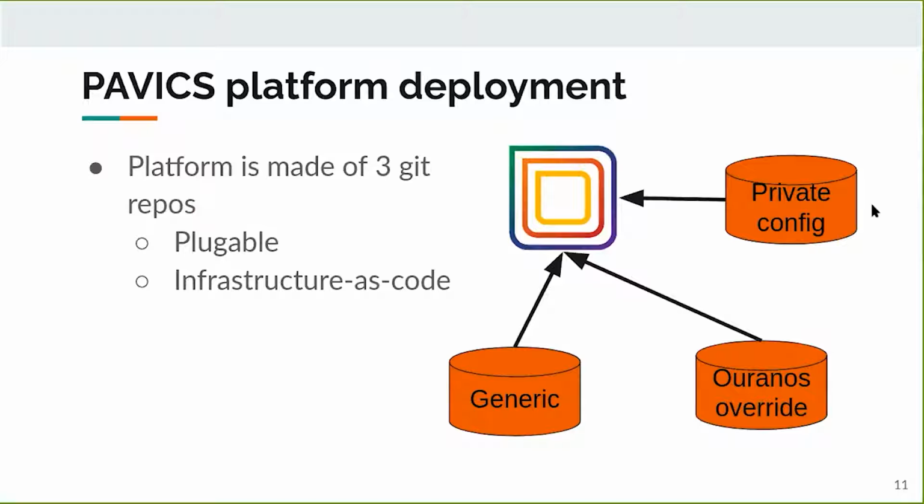So PAVICS is actually made of 3 platforms because we want it to be pluggable. So there is a generic repo, and then we have our Ouranos override, which basically allows you to also deploy our platform and have your own override without having to commit to the platform itself. So go back to the pluggable idea.